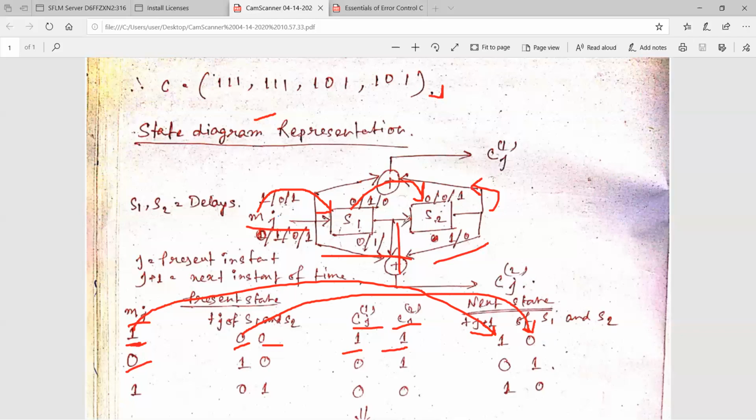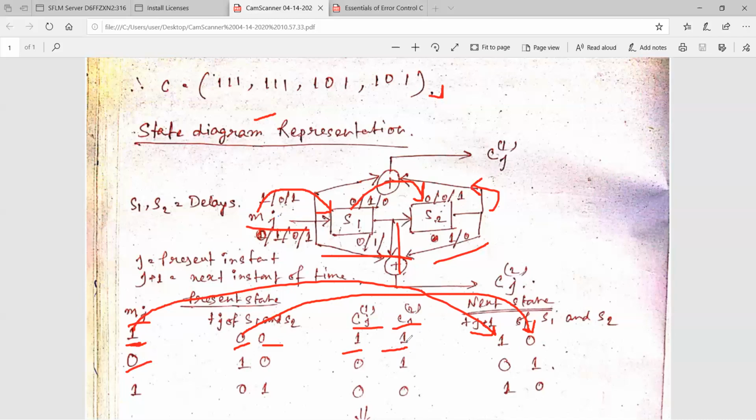I'm just repeating again. The first value of MJ was 1, and we were assuming that S1 and S2 were in the reset mode, so that's why the value of S1 S2 was 0 0. So how can we get C1J? C1J is basically M XOR with S2. So M is 1, S2 is 0, so 1 0 is 1, and C2J is the XOR of 3 elements, so 1 0 is 1 and 1 0 is again 1, so we are getting 1 1.